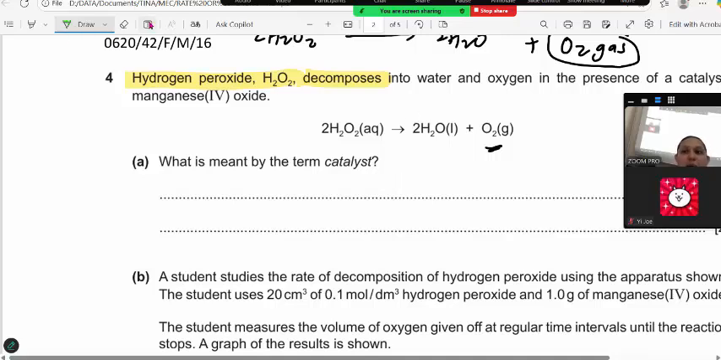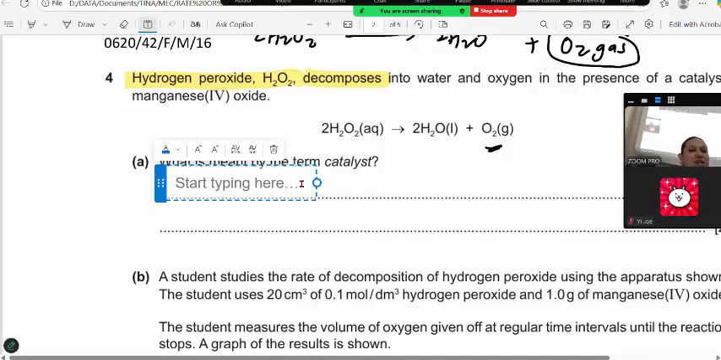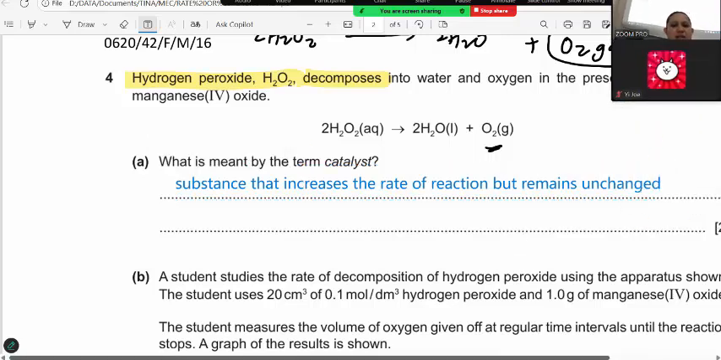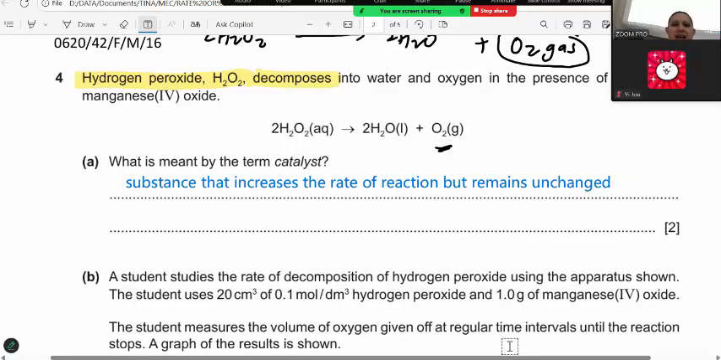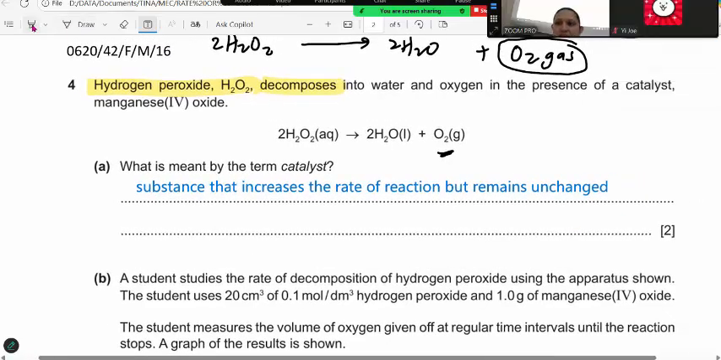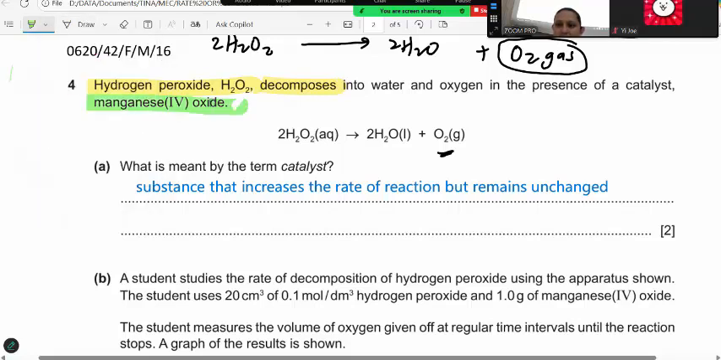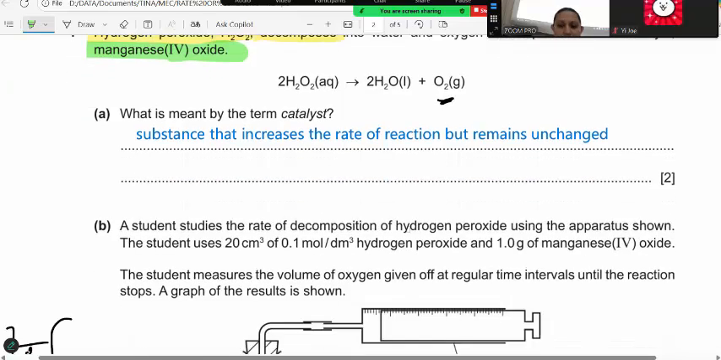What is meant by the term that I just told you? A substance that increases the rate of reaction but remains unchanged. So it increases the rate of reaction, but itself is unchanged. What is the catalyst that they put here? The catalyst that they put here is called manganese(IV) oxide. You have to read it carefully.